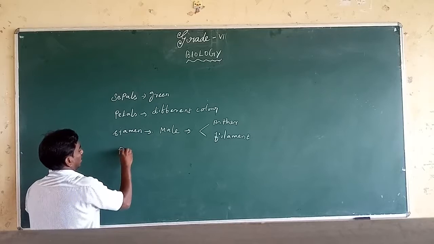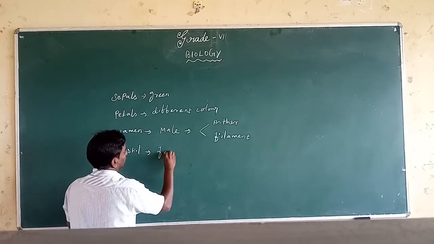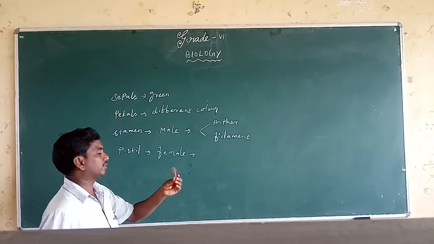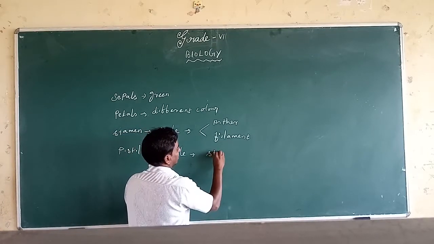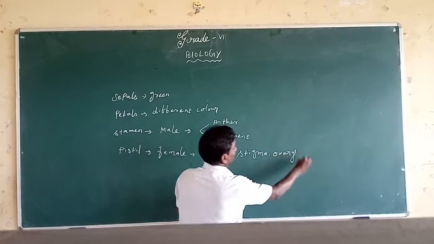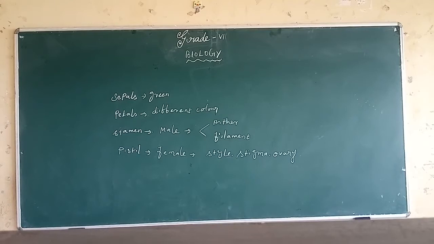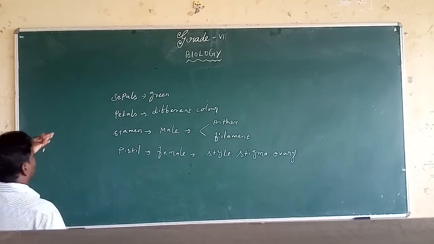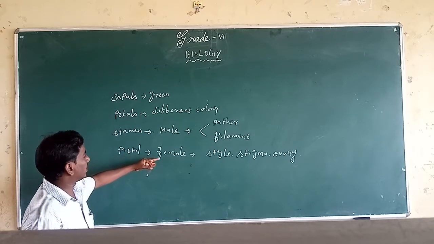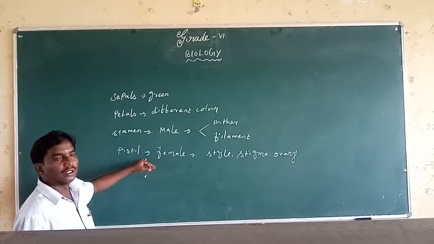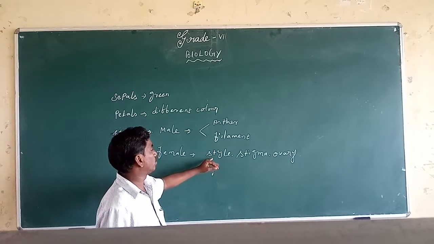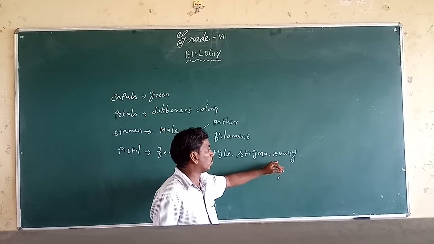And the next one, the pistil. The pistil is the female reproductive part of the flower. The pistil is made up of three major parts. One is the style, the next one is the stigma, and the third one is the ovary.